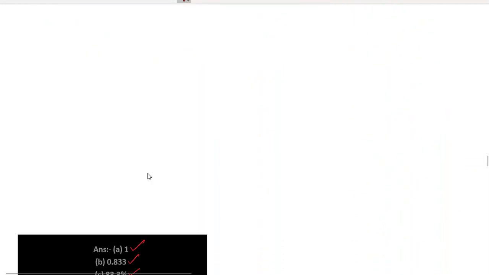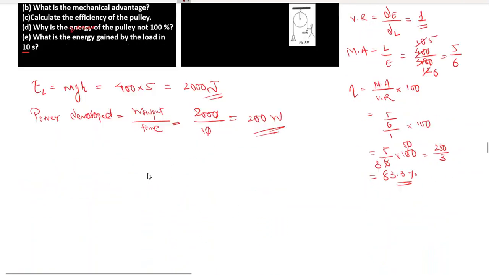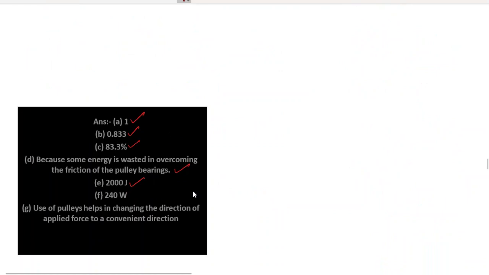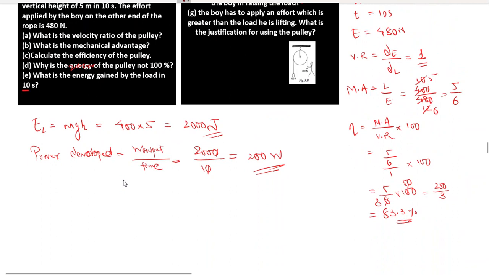This is the energy gained by the load, and energy developed. How much power was developed by the boy? That is wrong. Power developed is 240 watt. Now let's understand this power developed. Why were we wrong in finding the power developed? Actually, this power which we have found is not power developed. It is output power, power output.